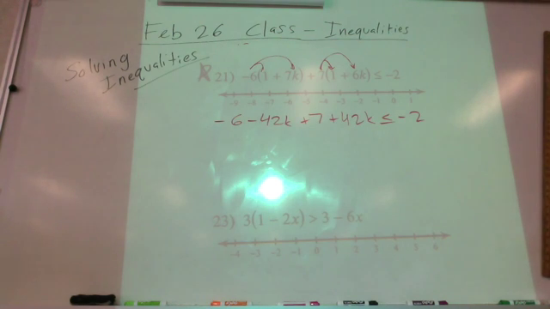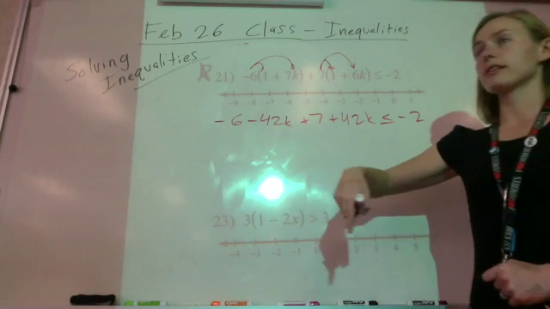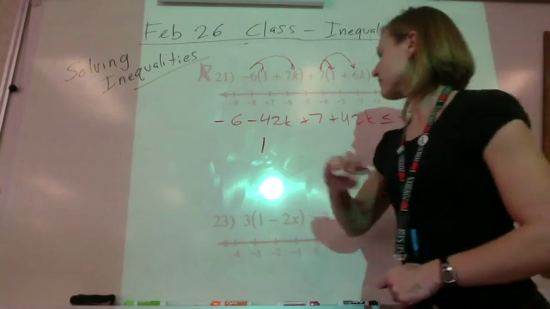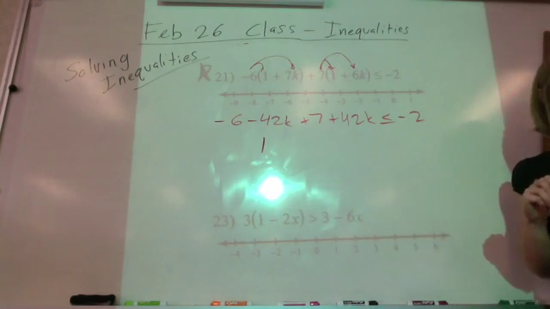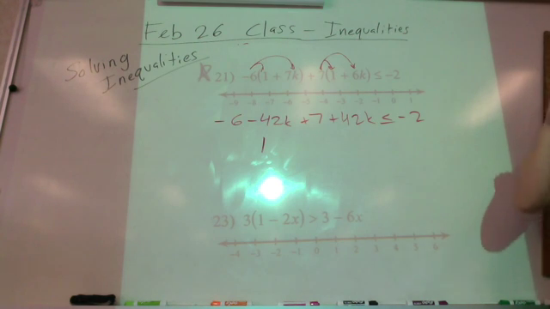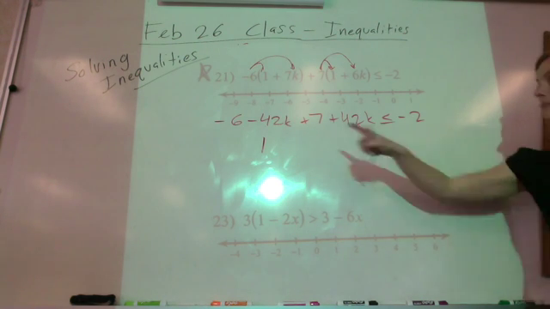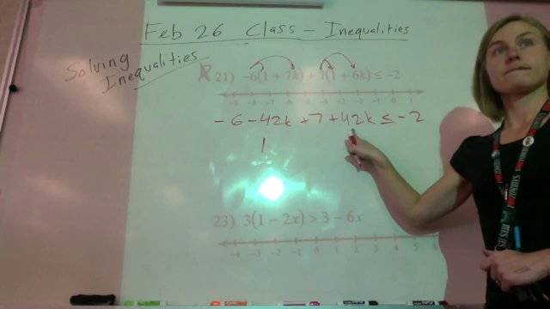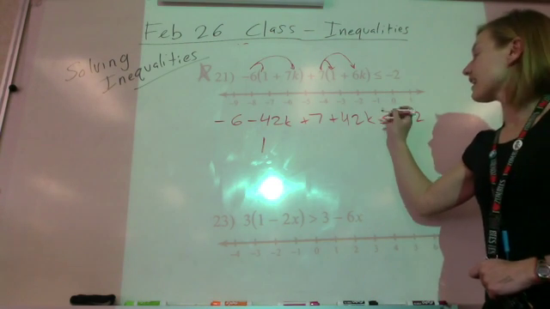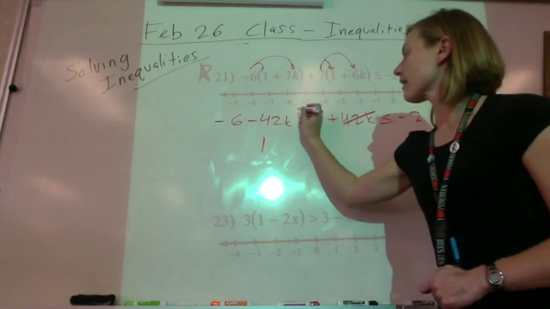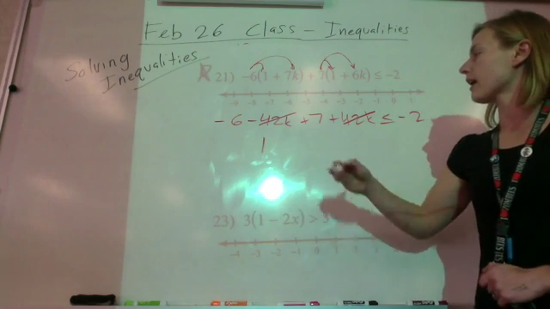What can I combine? All right, Ingrid. Negative 6 and 7, put them together to get 1. Okay. Then what? Brian? Negative 42 plus positive 42. Those two cancel each other out. So 42k cancels out with a negative 42k.